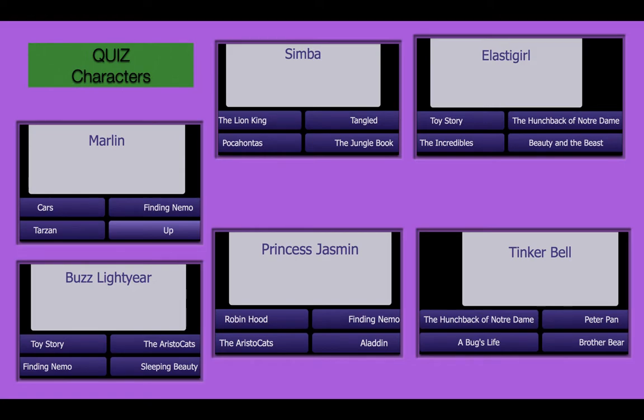Marlin is a character from number 2, Finding Nemo. Buzz Lightyear is a character from number 1, Toy Story. Simba is a character from number 1, The Lion King. Elastigirl is a character from number 3, The Incredibles. Princess Yasmin is a character from number 4, Aladdin. Tinkerbell is a character from number 2, Peter Pan.